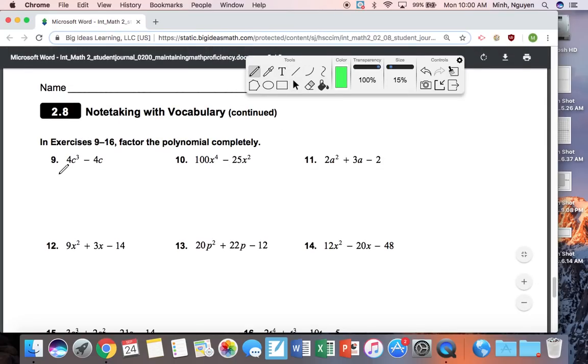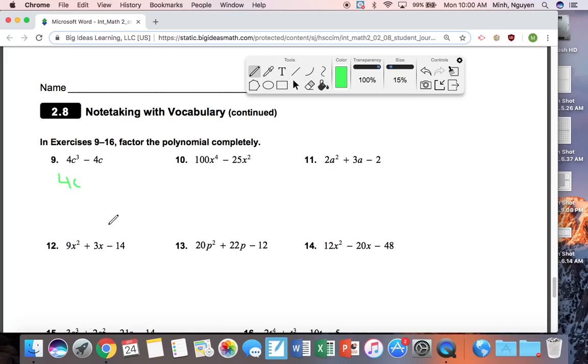For instance, you could factor 4c here first. For here, there's nothing you could divide everything by, so you just start off by factoring by grouping. 9 times negative 14. Here I would factor a 25x squared first. It gives me 4x squared minus 1. And you can still factor this.